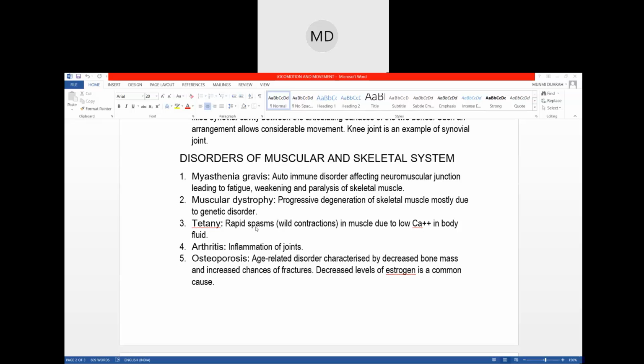The concentration of calcium ion in your body is low. When its concentration is low, you will get that pain. That type of disease is tetany.